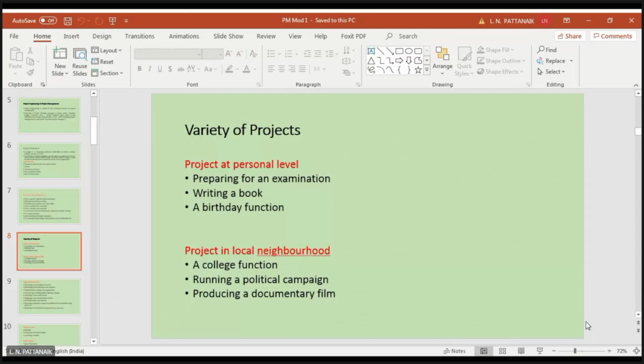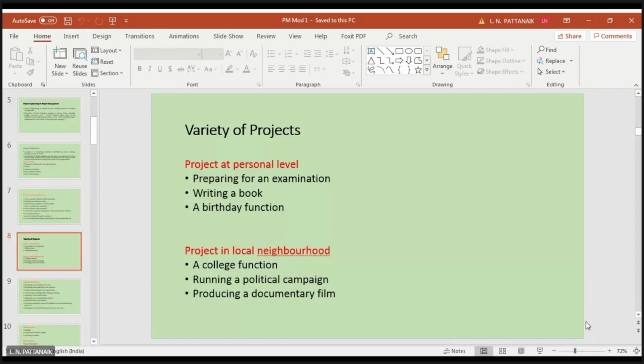Suppose you are planning some celebration, that on this date we will have a celebration. I'll throw a party. Maybe at a small level, but this is a project for you. You will plan who will be the guests, where you will treat the people, what the menu will be, what your budget is, and things like that. So organizing a function at the personal level becomes a project. Preparing for an examination. Okay, I'm not much convinced about this point.